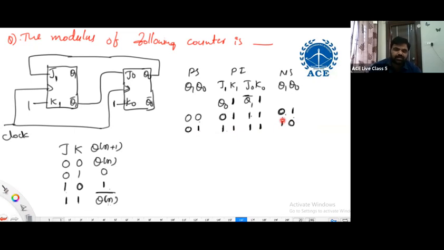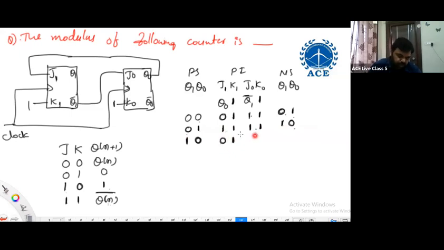J1, K1 is 1, 1. Q1 has to complement. Presently 0, next is 1. J0, K0 is 1, 1, so Q0 has to complement. 1 complement is 0. Yes, 1, 0 is the present state. Now Q0 is 0.